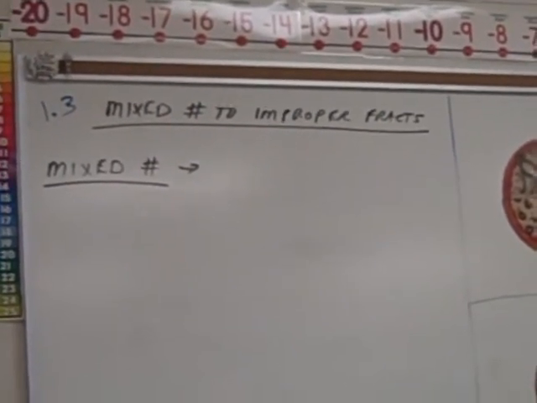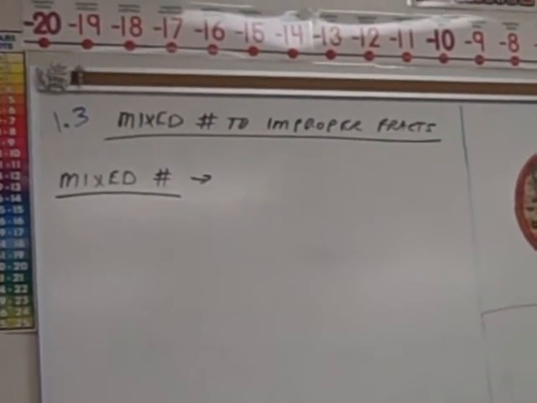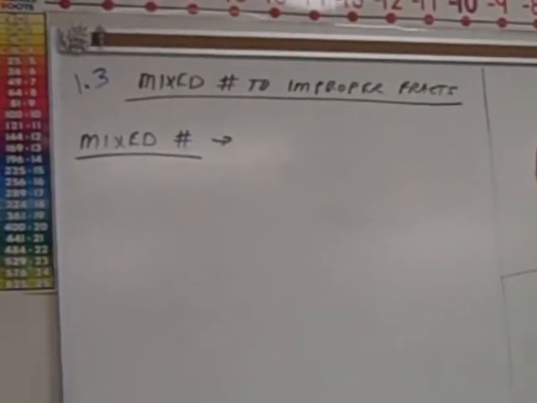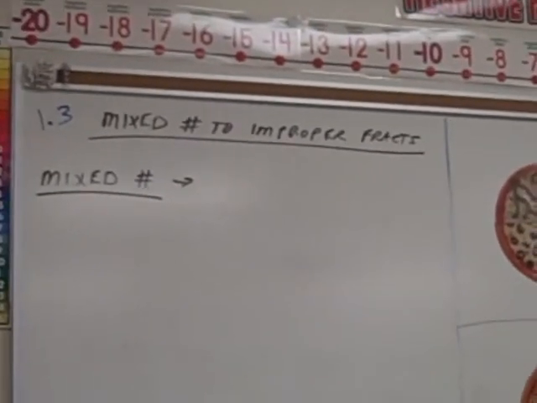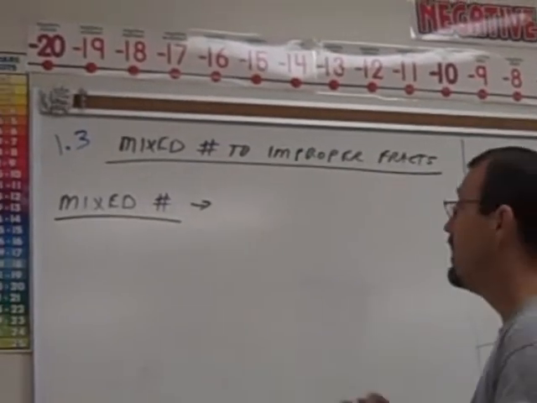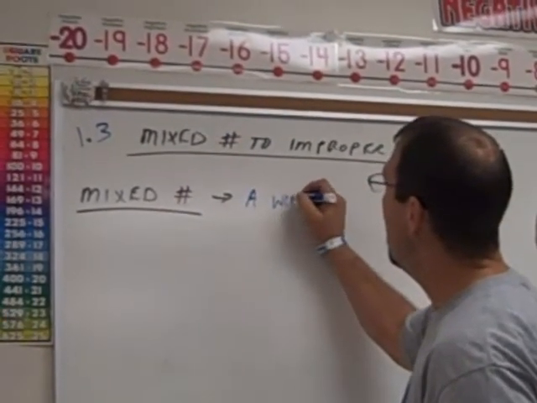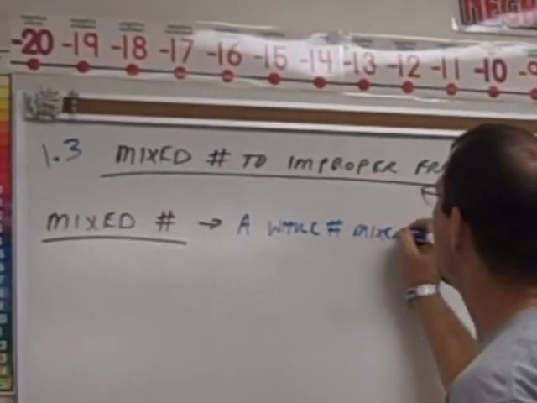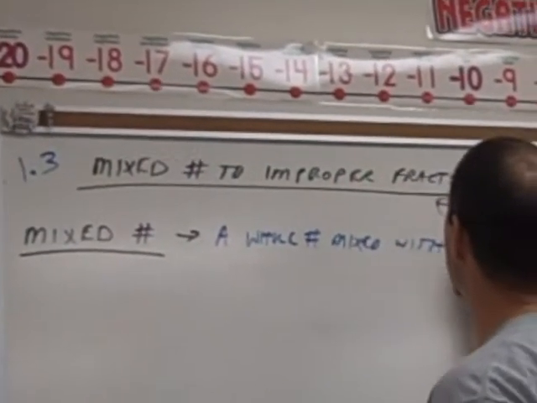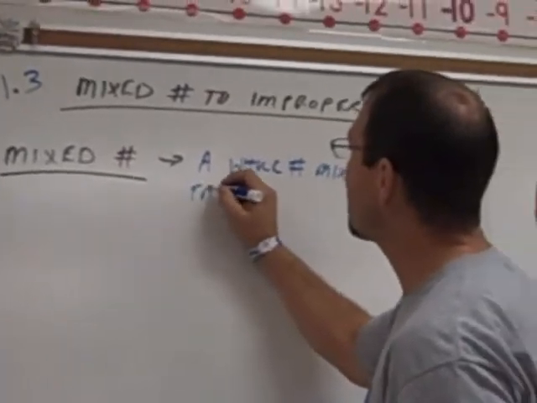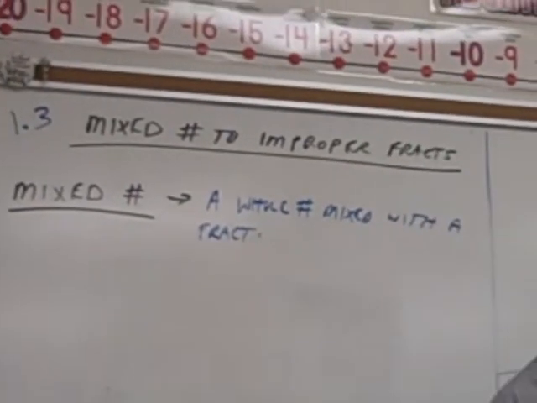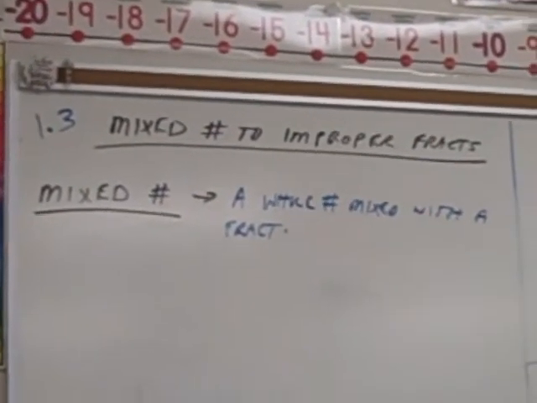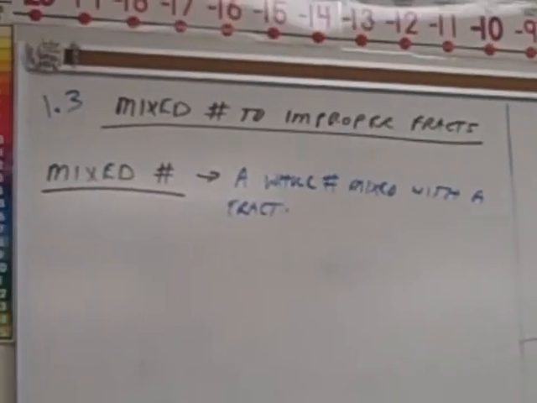Okay, say it the other way. It's a whole number with a fraction beside it. I like that. It's a whole number mixed with a fract. Of course, what is fract? Fraction. It's our abbreviation for fraction.